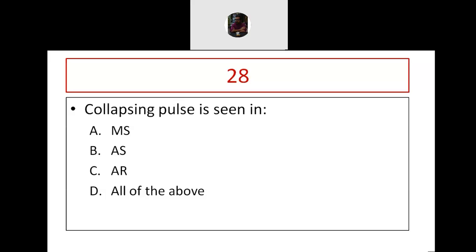The murmur is totally like mitral stenosis. The only difference is, because it's not organic, there is no opening snap.